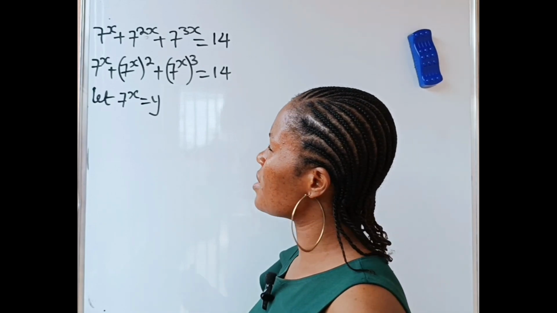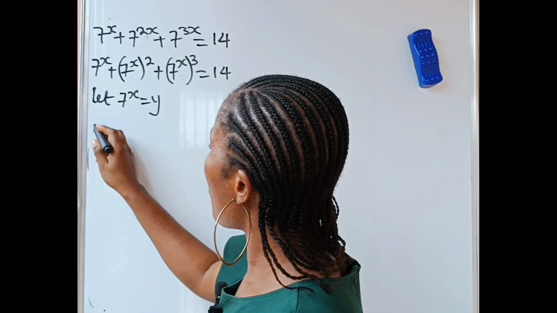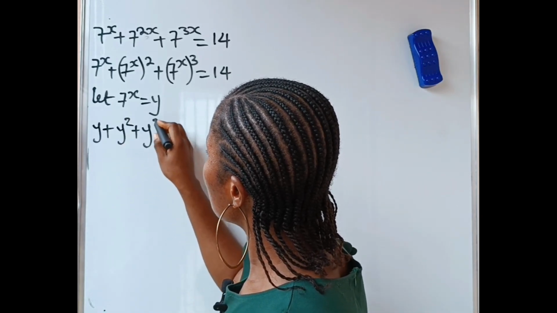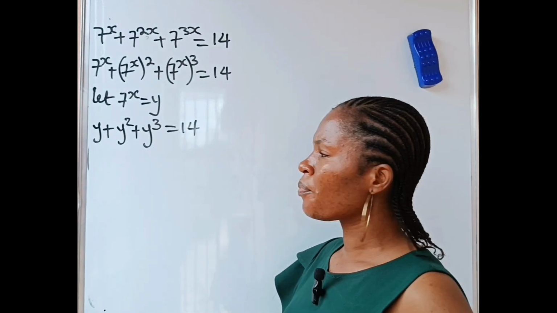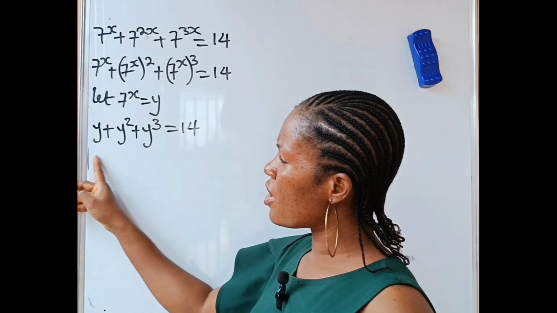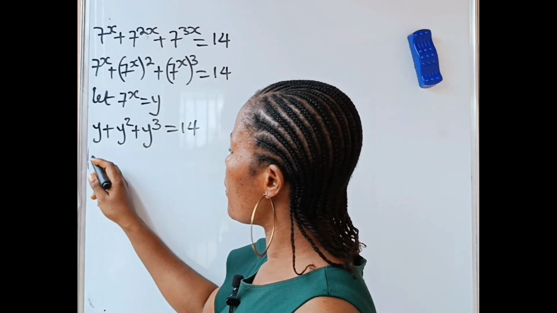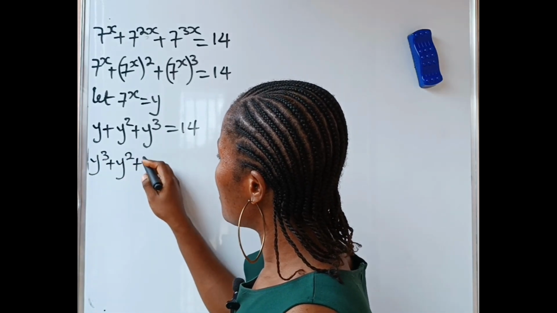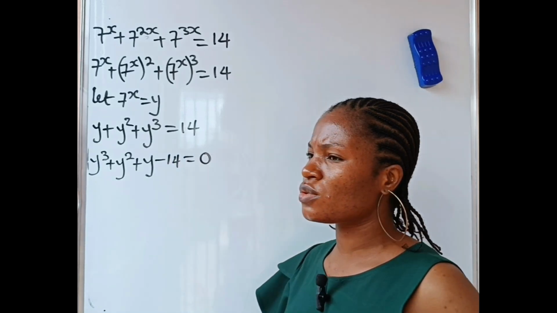Now, if we call it y, this equation becomes y plus y squared plus y to the power of 3 is equal to 14. Now, let's bring this 14 to this side of the equation and rearrange so that y to the power of 3 comes first. So we have y to the power of 3 plus y squared plus y minus 14 is equal to 0.